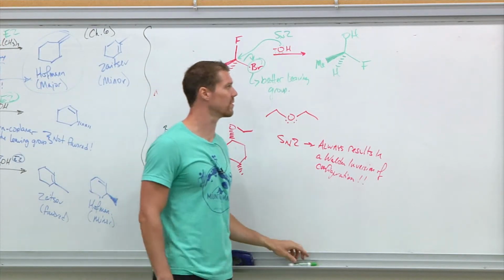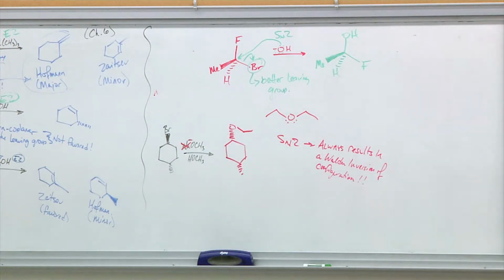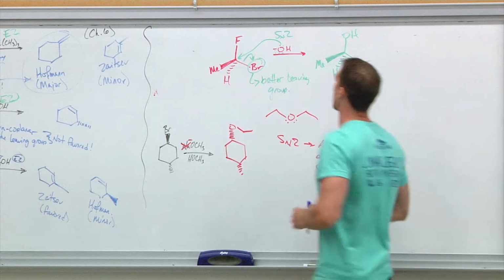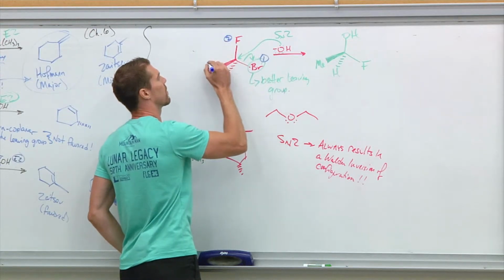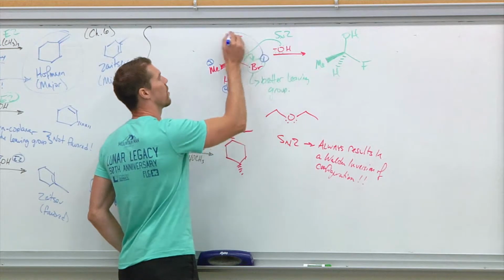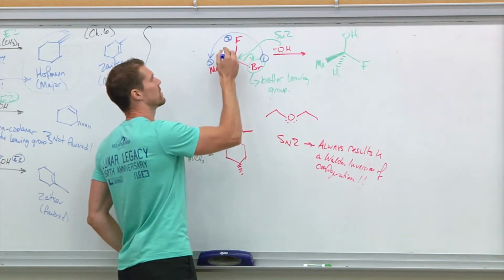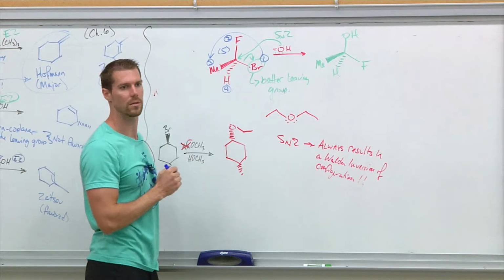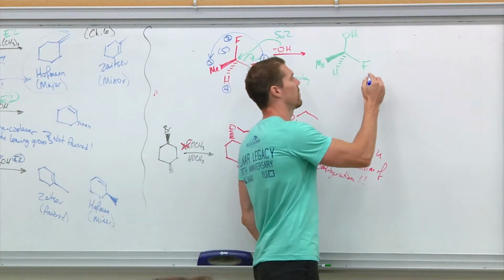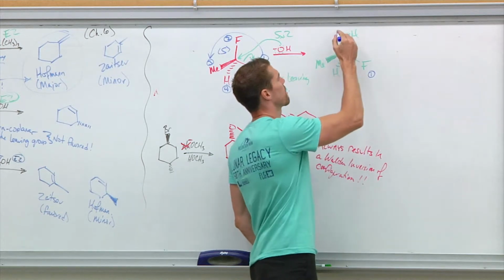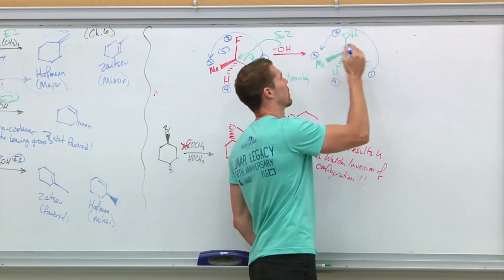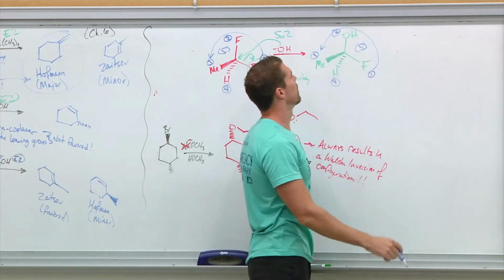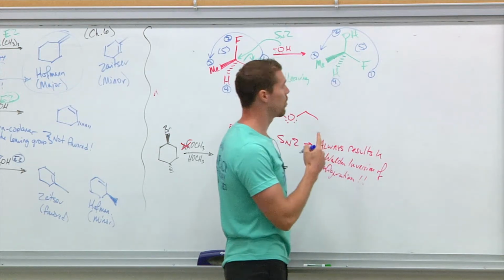Let's get the absolute configurations on these. So this is number 1 right here. That's number 2. That's number 3. And that's 4. So if we go like this, 4 is already to the back. So this is S. Fair? Here we have number 1, number 2, number 3, number 4. That's S. Is this a Walden inversion of configuration?